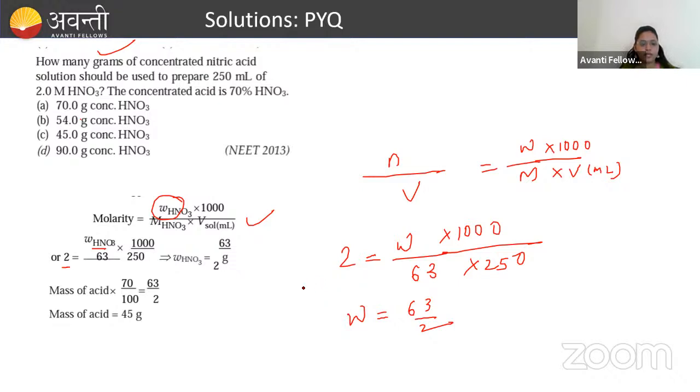Okay, so what will be the mass of acid? 63 by 2 into 250 by 1000. Here you will get the answer W is equal to 45 gram. There is a small printing mistake here. W is equal to what? 63 by 2. Okay, any doubt?